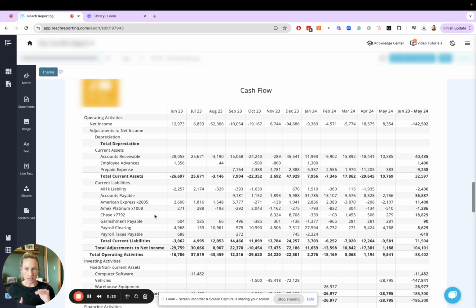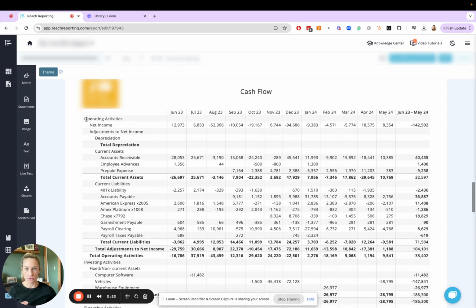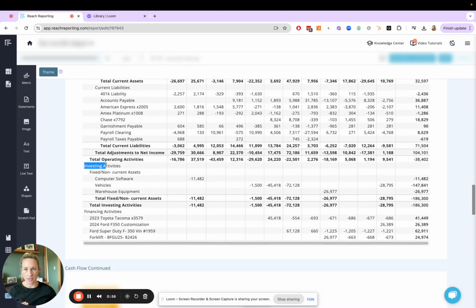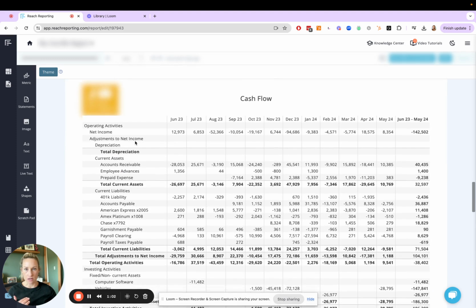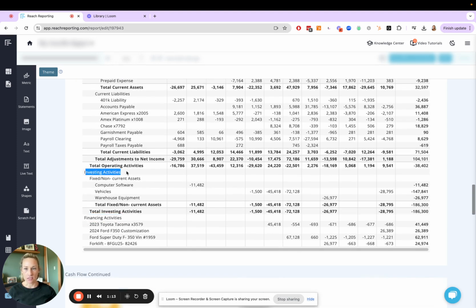So this is the statement of cash flows right out of, well, I'm using a tool called Reach Reporting, but this is the same format that you would see. It's basically pulling data from QuickBooks Online for one of my clients here. The way it shows here, we can see that there's three categories: operating activities, investing activities, and financing activities. Okay. So operating activities are basically, I like to think of the operating activity section as your cash basis profit and loss statement.